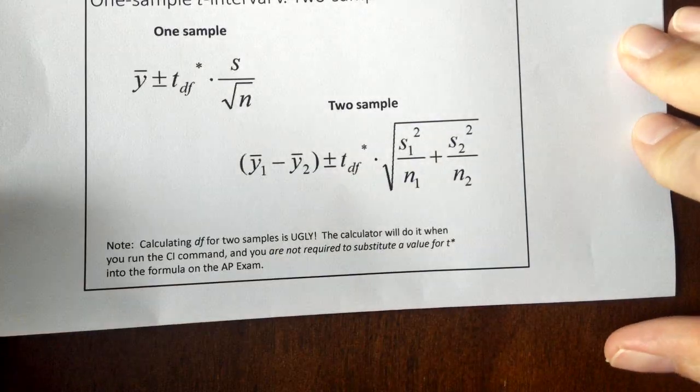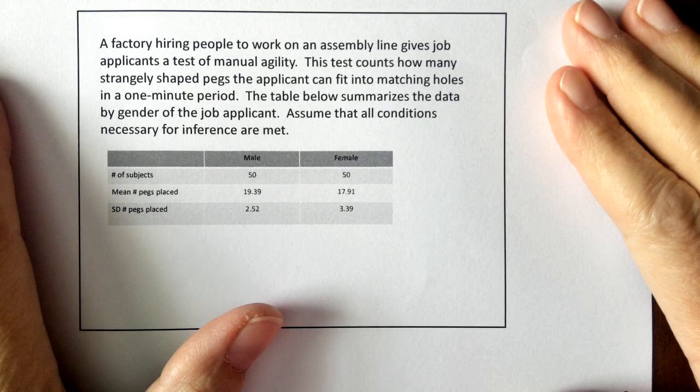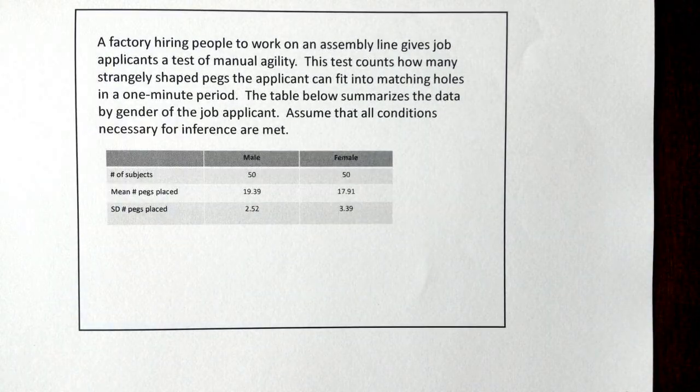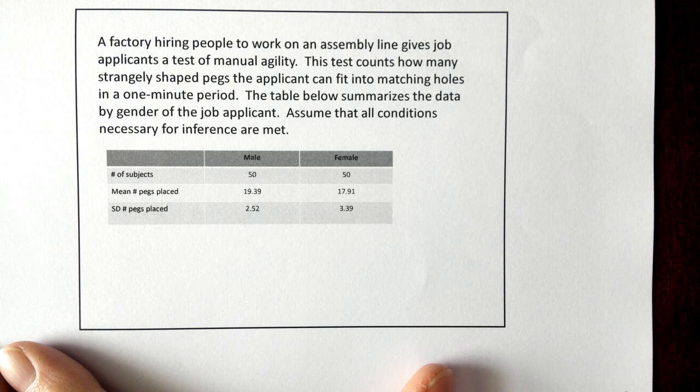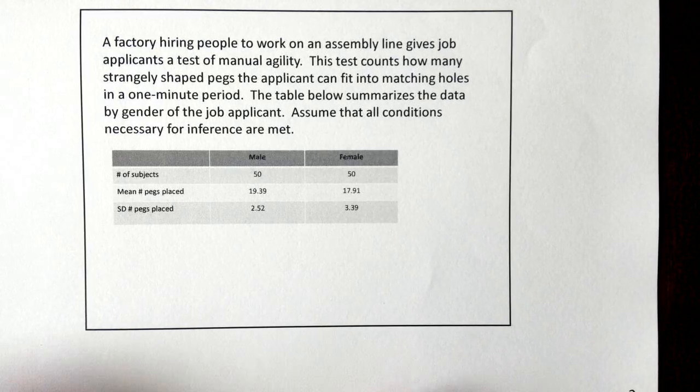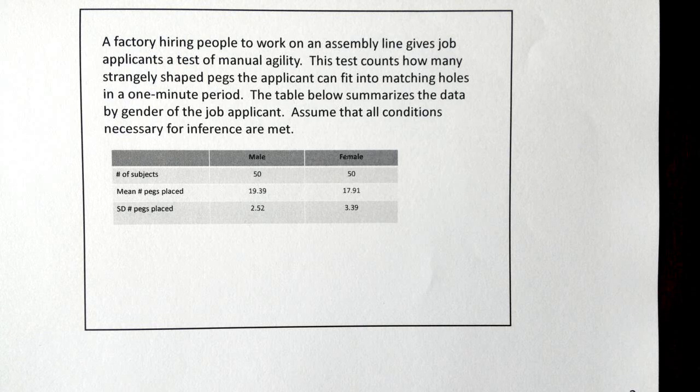All right, let's actually do an interval. So we'll go straight to a problem. We already know the structure. We already know how to check conditions. That's nothing new. So we can hit the ground running on this one. A factory hiring people to work on an assembly line gives job applicants a test of manual agility. How good are you with your hands? This test counts how many strangely shaped pegs the applicant can fit into matching holes in a 1 minute period.